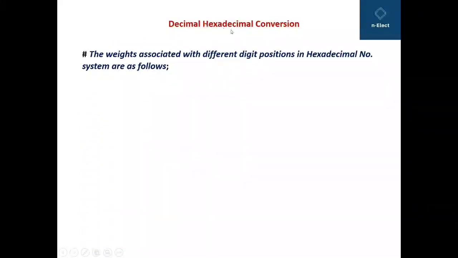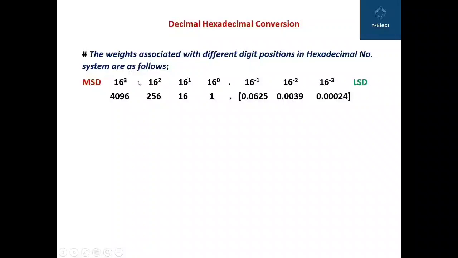Now decimal hexadecimal conversion. The weights associated with different digit positions in hexadecimal number systems are as follows. Suppose some hexadecimal number is given to us with hexadecimal point like this. So from the point towards left, that is towards MSD, the weights of the hexadecimal digits will be 16 raised to power 0, 16 raised to power 1, 16 raised to power 2 and 16 raised to power 3, like this. Towards right from this hexadecimal point, the weights will be 16 raised to power minus 1, 16 raised to power minus 2, 16 raised to power minus 3, so on and so forth till LSD.